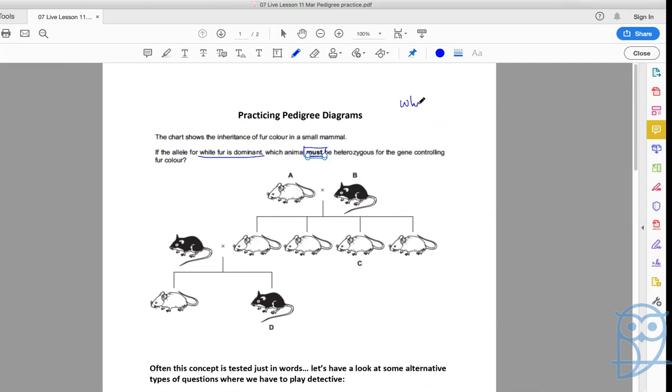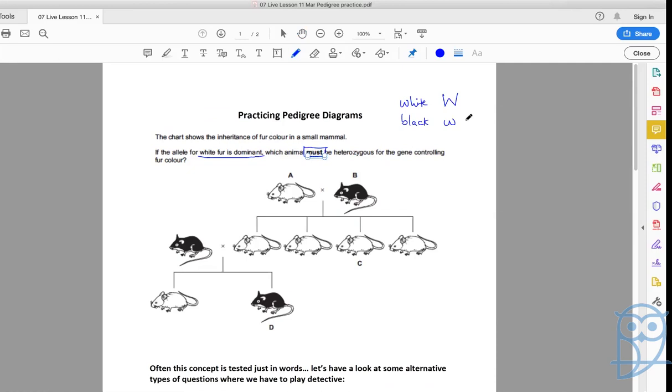So white, let's make him nice and spiky. The other one is black, and we'll make him nice and curly because my W's look rather too similar. So always be careful of things like that. You don't want to confuse yourself with letters that don't look different enough. Okay, so we have our dominant, we have our recessive. Now we can start thinking about who's who.